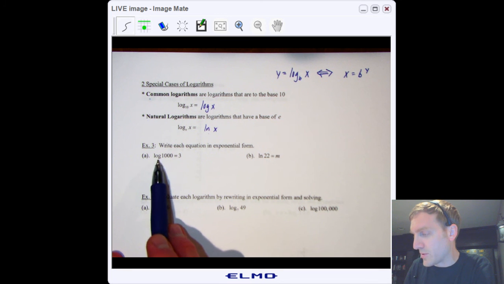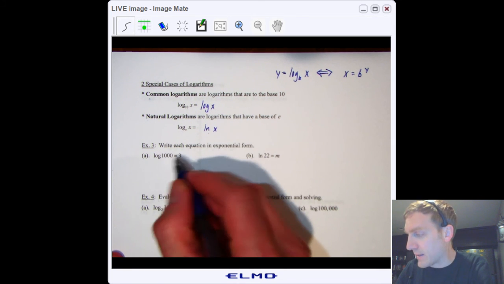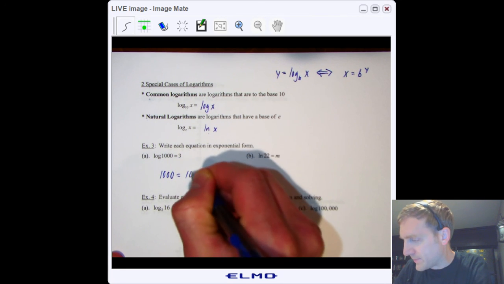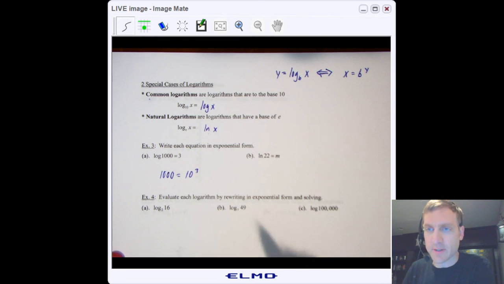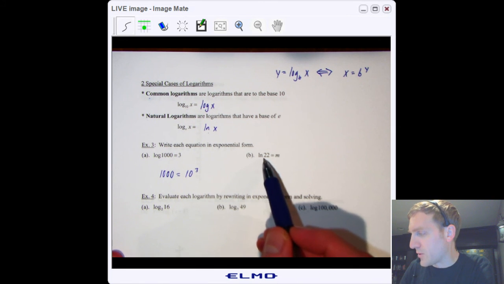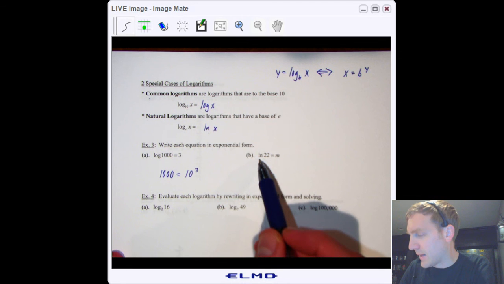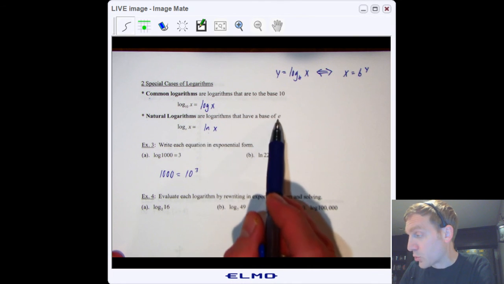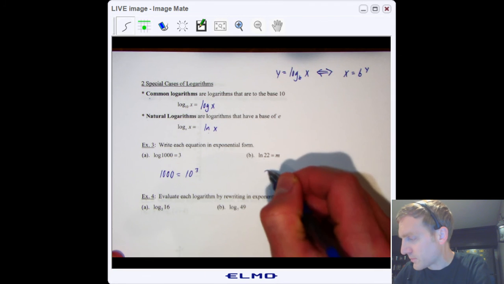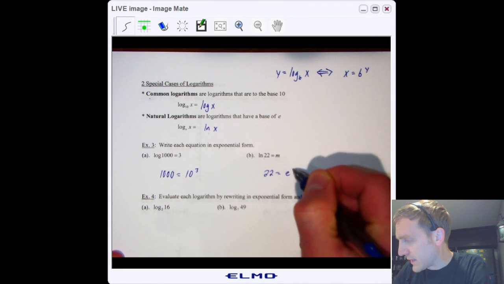So this one, when you see a log without a base, just know that's base 10. So what does that mean? 10 to the third equals 1,000. 1,000 equals 10 to the third, which of course is a true statement, right? Next one, ln of 22 equals m. When you see ln, that means the base is e. Write it with the base of e. So e to the m equals 22. 22 equals e to the m.